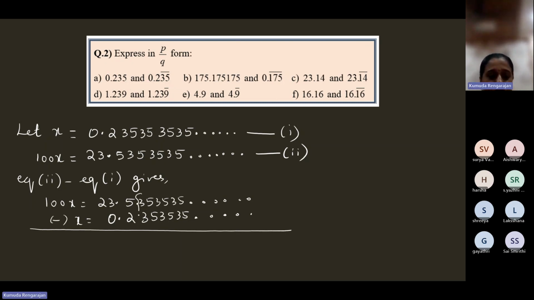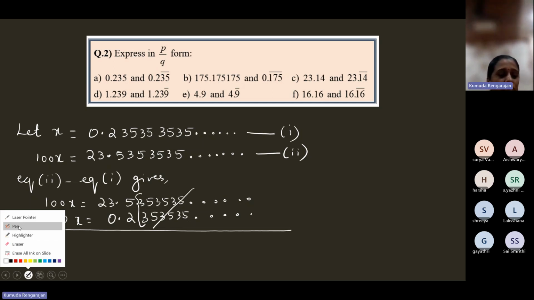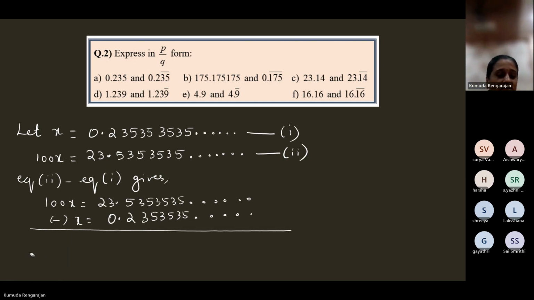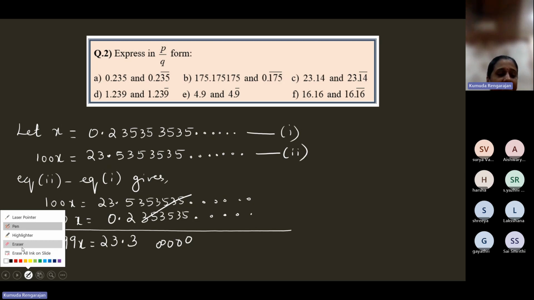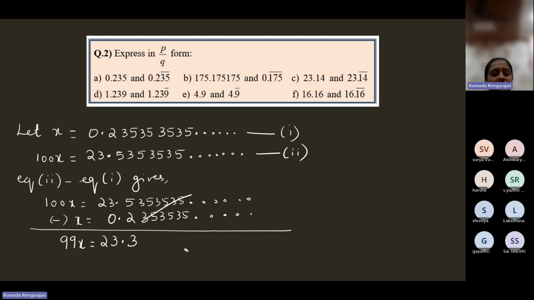Now, can you see from this portion in both the equations, it's 3, 5 going on forever. So this one will get cancelled. Cancelled meaning when you subtract, you will keep getting 0, right? See here. 5 minus 5, 0. 3 minus 3, 0. 5 minus 5, 0. So like this it gets cancelled, this part in the two numbers. Now 5 minus 2, 3. 100x minus x is 99x. 99x is equal to 23.3.